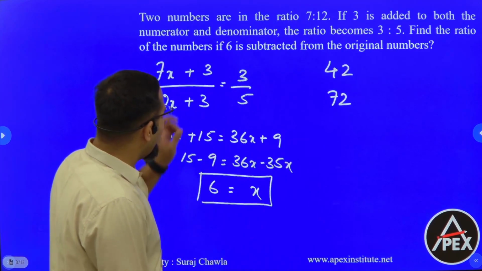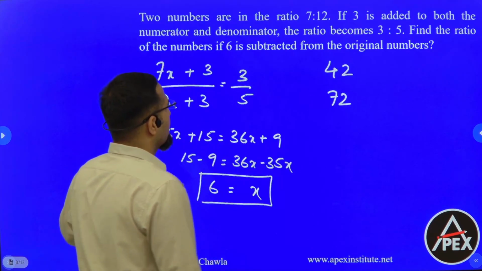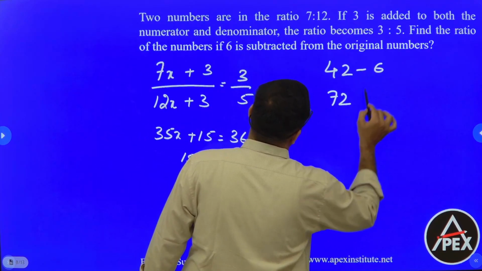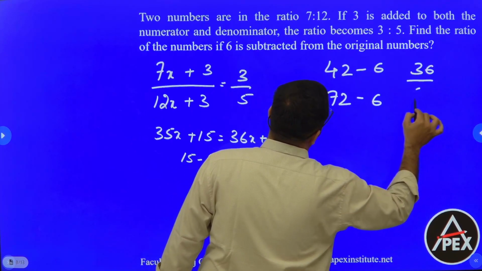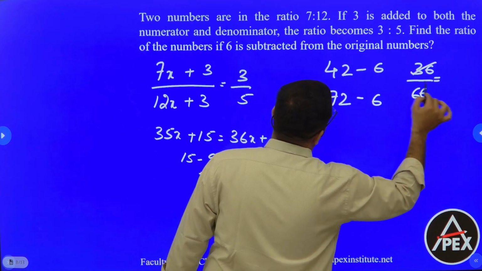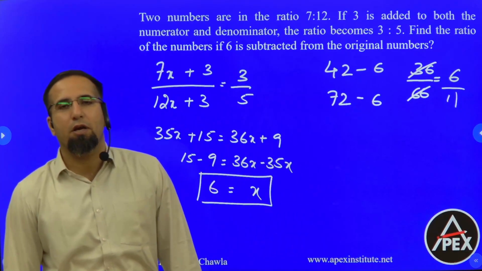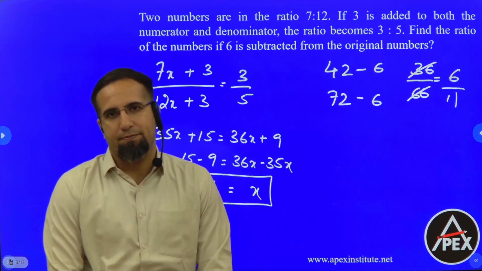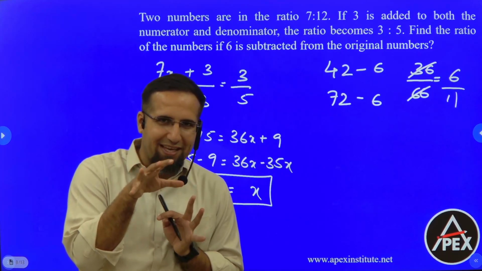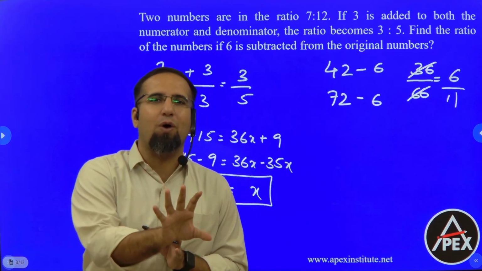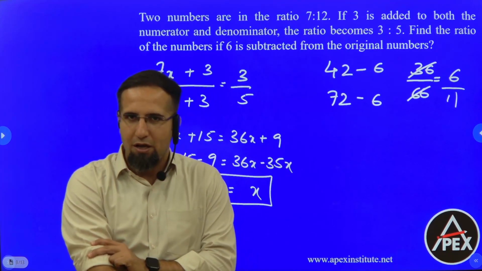Now the question says find the ratio if 6 is subtracted from the original numbers. Clear? So therefore I'm subtracting 6, I'm subtracting 6. That means my now ratio becomes 36/66, which will be 6 6s are 6 11s are. So therefore your final ratio here becomes 6:11. Right? So you can see problems on numbers are very simple. Most of the cases our job is to convert ratios into actual values and then follow the question and then we'll get our required answers.